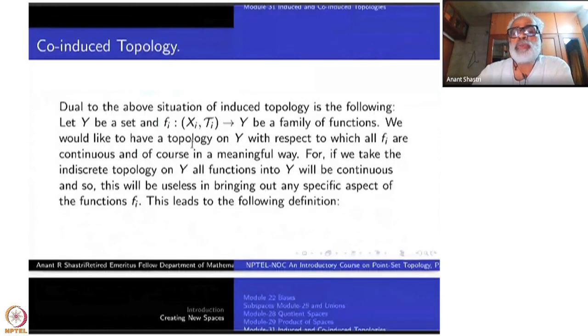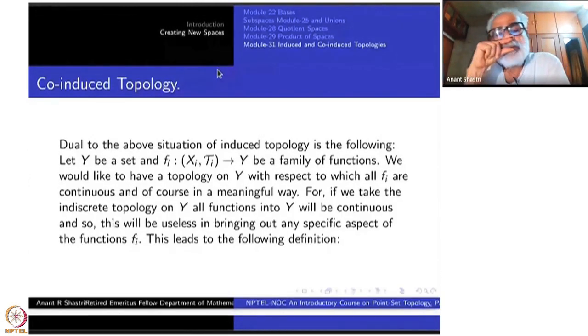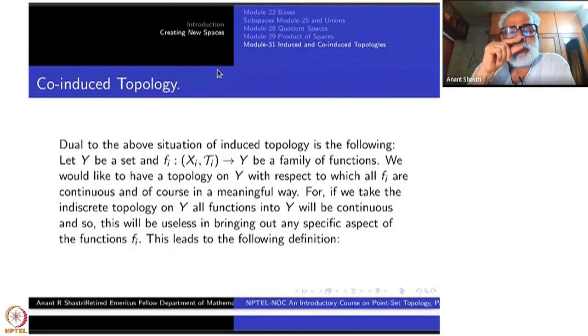Now let us come to the co-induced topology. In some sense, it is a dual notion of induced topology. This time one single Y is fixed, the codomain. The families of functions from Xi to Y are taken, and each Xi is given a topology. So in some sense, arrows are reversed, that's why it's a dual situation. Now again, we want to give some topology on Y similar to the earlier considerations, a topology meaningful with respect to these functions as well as the topology here.